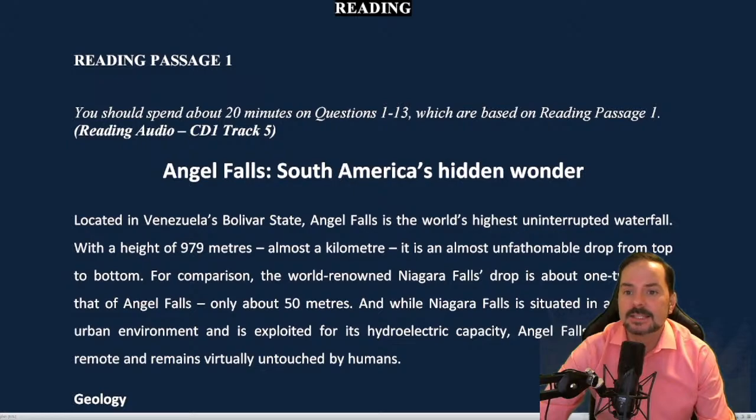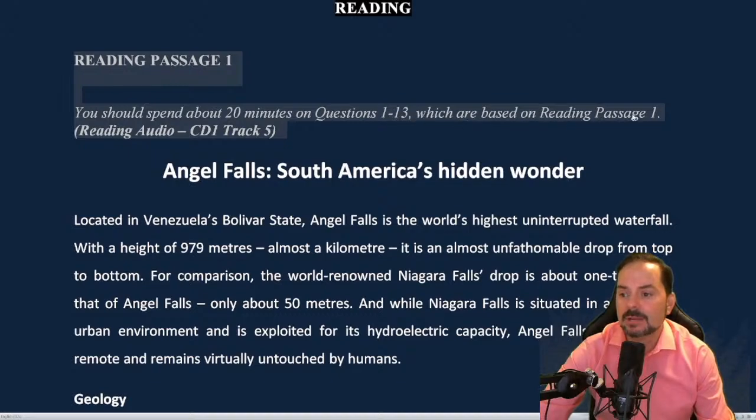And it is titled, so this is passage 1, it is titled Angel Falls, South America's Hidden Wonder, okay? And then at the top here, you see this information. It says you should spend about 20 minutes on questions 1 to 13, which are based on reading passage 1. Reading audio CD1 track 5.